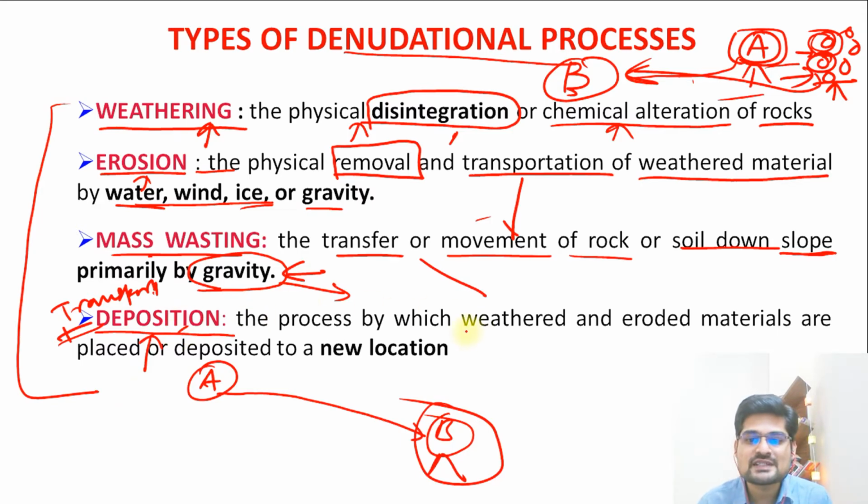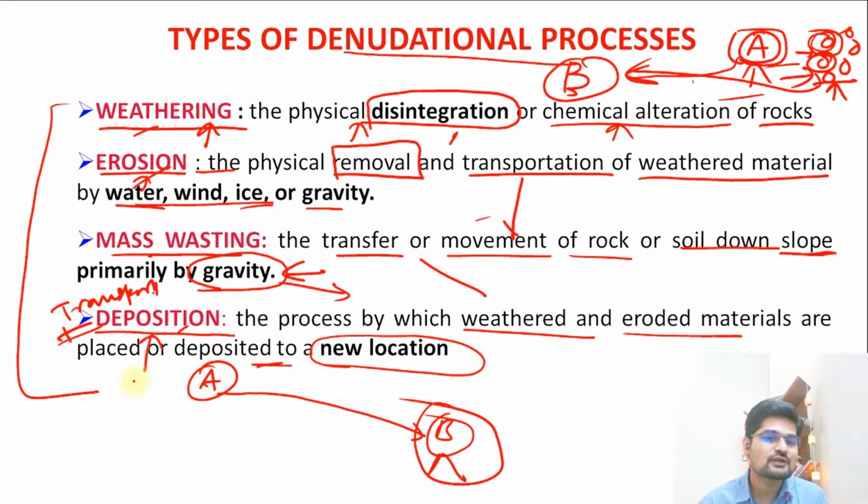So the process by which these weathered and eroded materials, remember weathering and erosion, are deposited in a new location is what we understand as deposition. So we are going to understand each one of them in a different session. In today's session, we are going to focus only on the concept of weathering and its various important features and characteristics. So let's learn weathering in today's session, and in sessions to come, we are going to learn about erosion, mass wasting, and deposition in separate lectures.